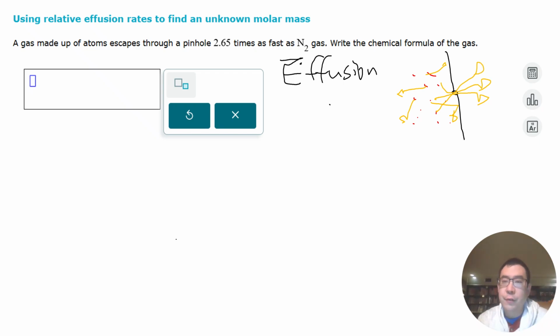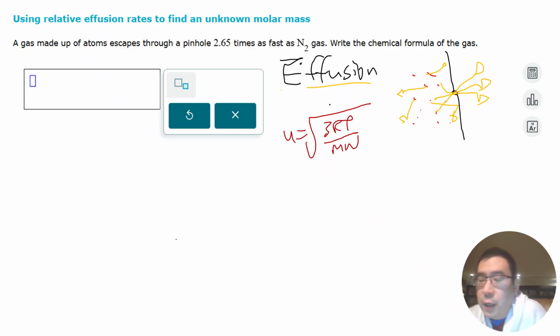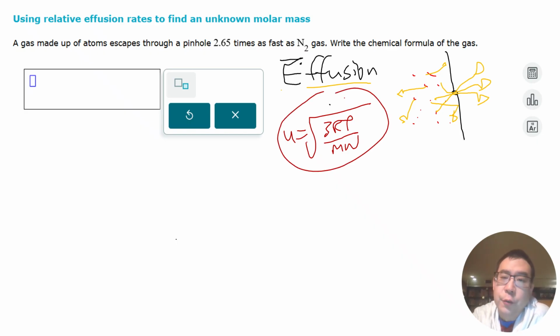And so the rate of the spread of the gas molecules through that hole is called effusion. And that's also related to u equals the square root of 3RT over molecular weight. So far we haven't done any calculations with this. What we're going to do now is the closest thing to a calculation that we're going to do with the average molecular speed formula.